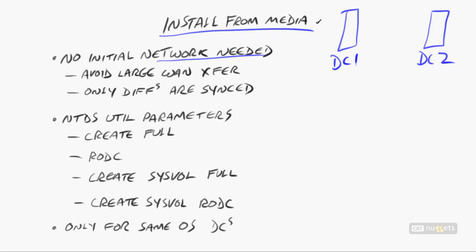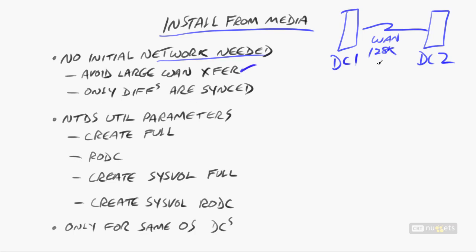However, when you're doing install from media, you don't want to do that. Why? Because it could be that this WAN link here is really slow. Maybe it's only 128K. That's painfully slow in any instance. But if you're a larger organization with hundreds of megabytes or even gigabytes of Active Directory data, it may never make it across before the connection times out or fails or has other kinds of problems. So that's a real issue that we want to avoid. So we're going to avoid a large WAN transfer.